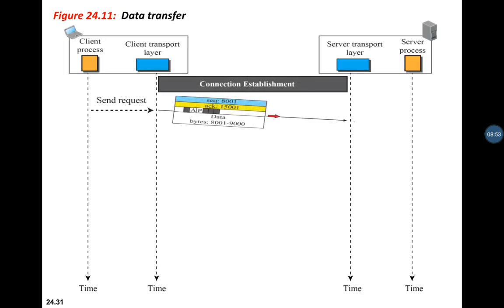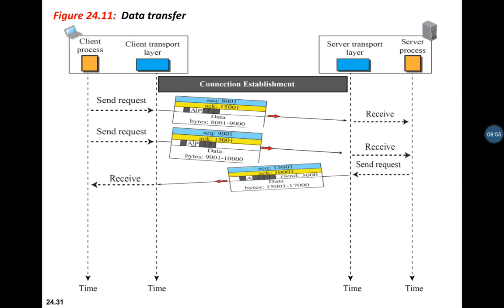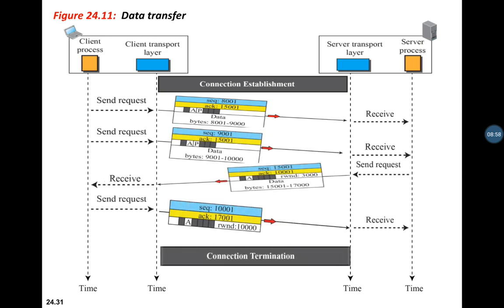Next is about the data transfer. With respect to the data transfer, you can see a figure here. After the connection establishment, the bidirectional data transfer takes place, where the client sends and the server also sends. It is said to be bidirectional. The client and the server can send data and acknowledgement in both directions, and here the acknowledgement is combined along with the data, which is said to be piggybacking.